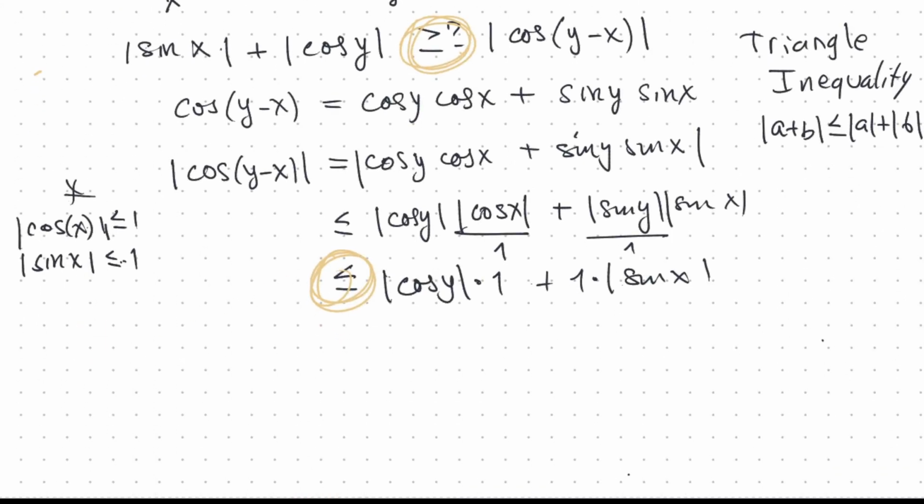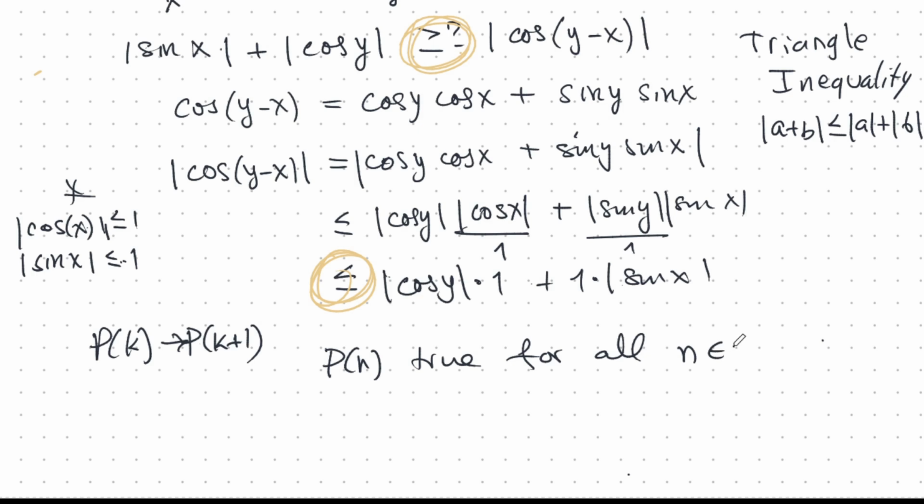So, okay, let's change color. Pk implies pk plus 1, and we're done. So it's proved for all n. Pn is true for all n in the naturals. And what an amazing proof. It has many little interesting techniques. I think you should do this proof over and over a few times until it becomes second nature.